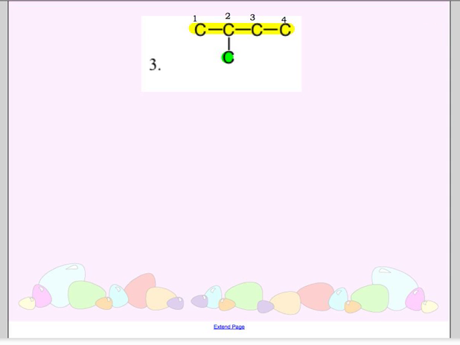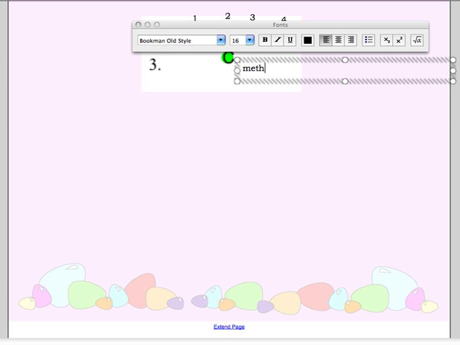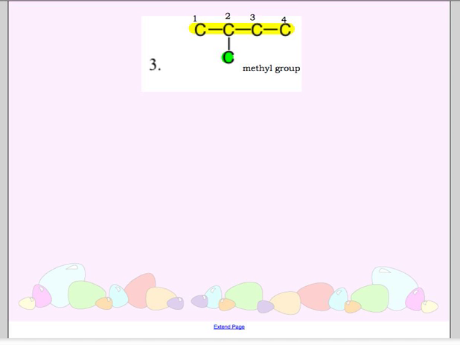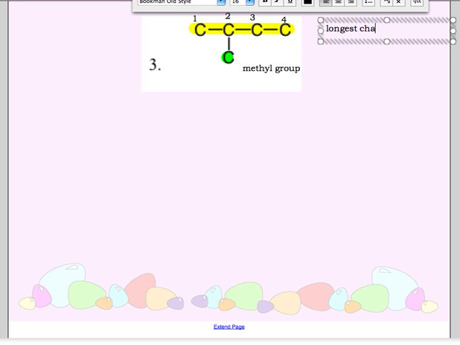And then we need to name this guy right here. This is 1 carbon, so he is a methyl group. And then our longest chain, there's 1, 2, 3, 4 carbons. You look it up, the prefix is but. Again, they're all single bonds, so this is going to be butane.